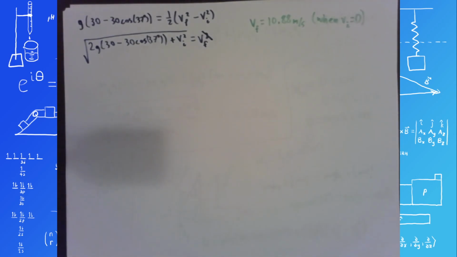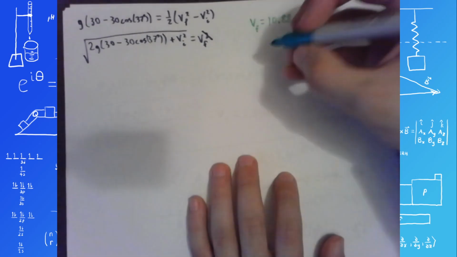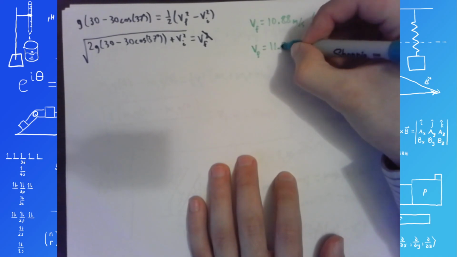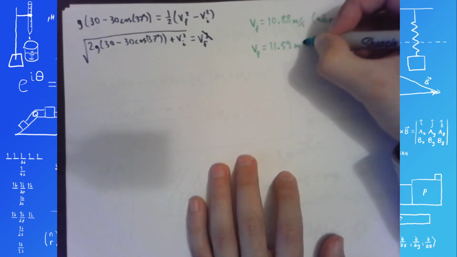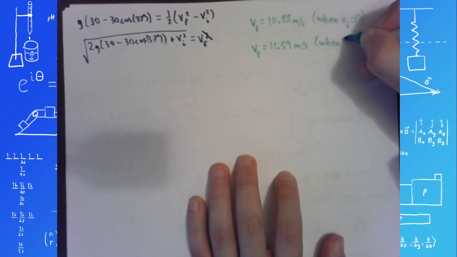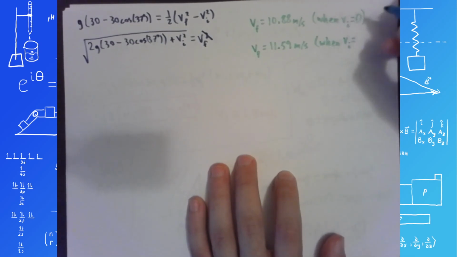And then if I go back and copy paste that thing in my calculator and replace the 0 with a 4, I get 11.59. v final equals 11.59 meters per second when v initial equals 4 meters per second.